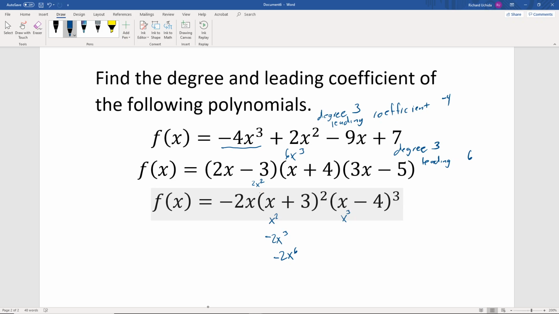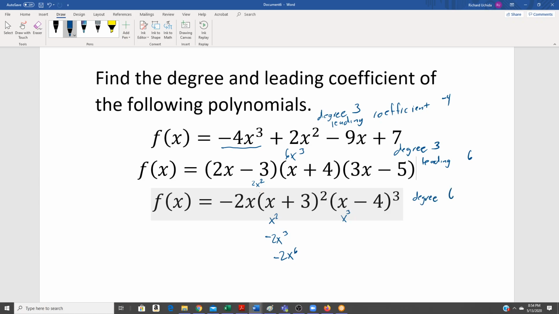So that would be our leading term for the polynomial function if we were to multiply it all out, so the degree of the polynomial would be 6, and our leading coefficient in that case will be negative 2.